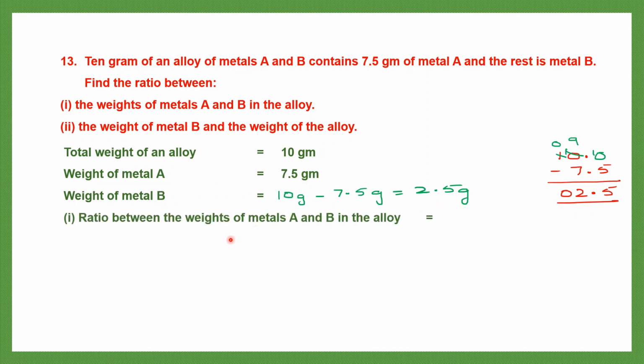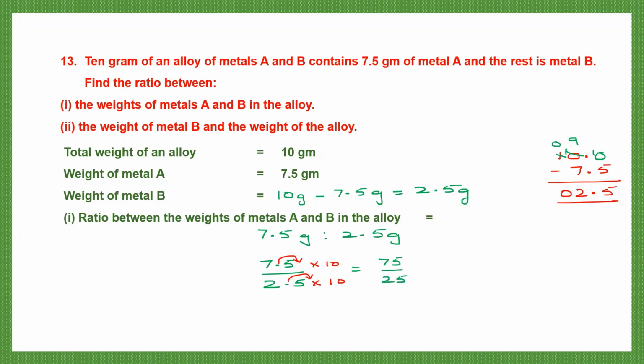Now we can find the ratio between the weights of metals A and B in the alloy. So what do we have here? We have metal A, that is 7.5 grams, and metal B, which is 2.5 grams. So here we have to first put them as a fraction, 7.5 by 2.5, and since both are decimal numbers, let's make them whole numbers by multiplying by 10. So when we multiply both by 10, the point will move one place to the right. So here also to the right. So what do we get instead? We get 75 by 25.